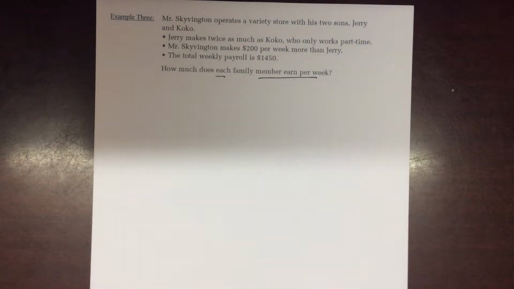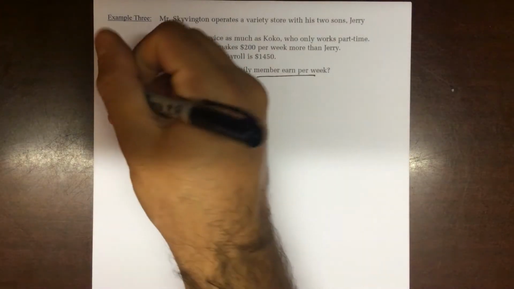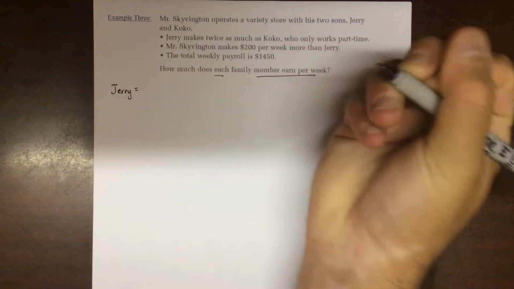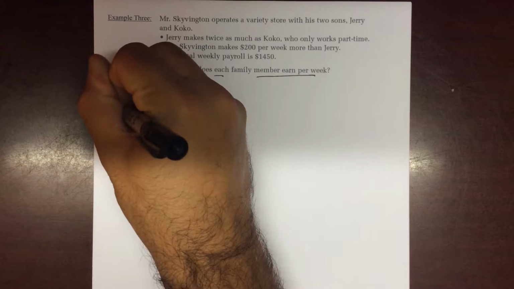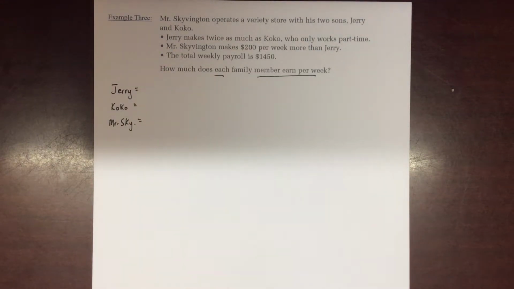So when we see that, it is going to be set up pretty similar to our previous question. Let's start by making the expressions for all three employees. Well, I know that Jerry is going to have a particular expression, Coco is going to have an expression, and Mr. Skivington will have one as well.